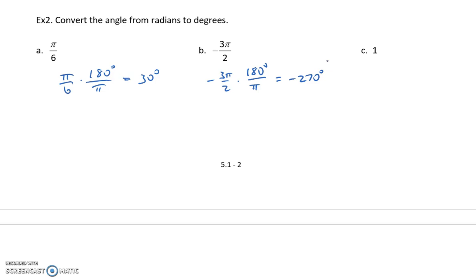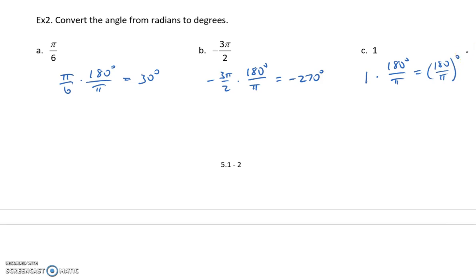And what we're going to do here is exactly what we did in the other examples. We're simply going to take the given radian measure, in this case 1, and multiply by 180 degrees over pi. That means the exact degree measure here is 180 over pi degrees.